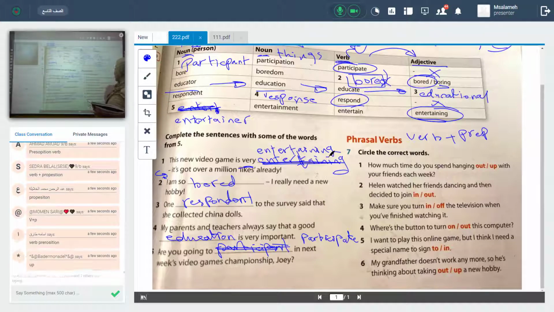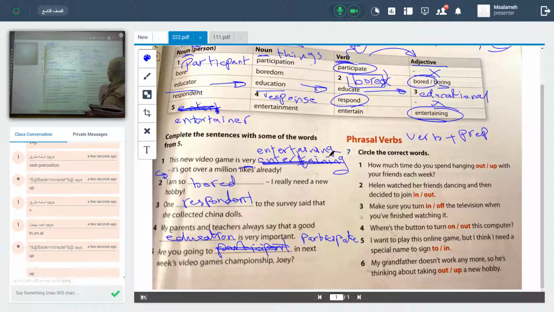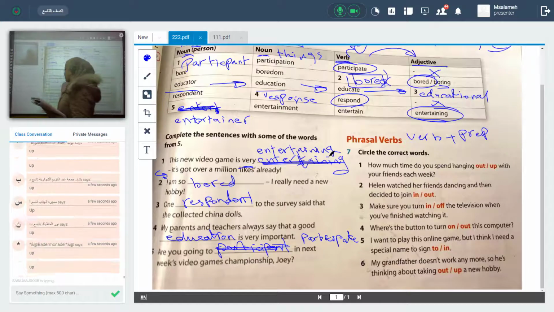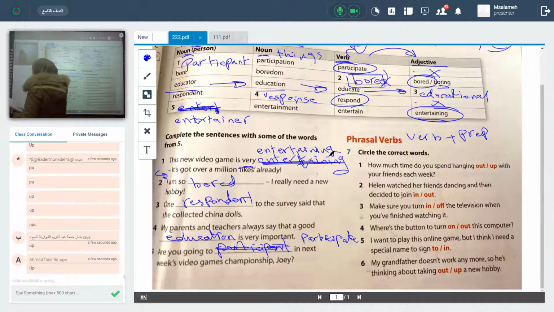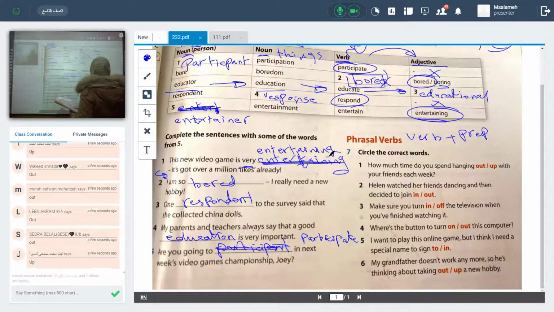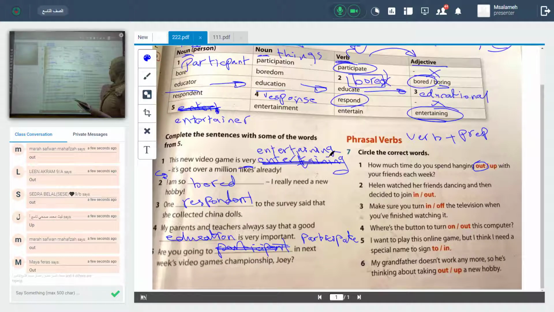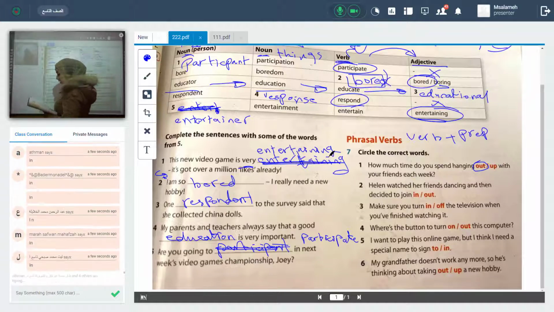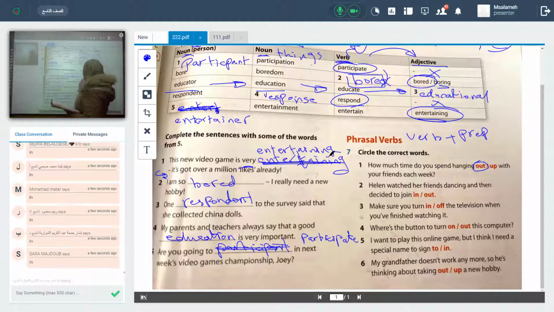Okay, يلا. How much time do you spend hanging with your friends each week? So hanging out. Hanging out with your friends each week. How much time do you spend hanging out with your friends each week? Number two: Helen watched her friends dancing and then decided to join. Excellent. To join in, للانضمام إليها.